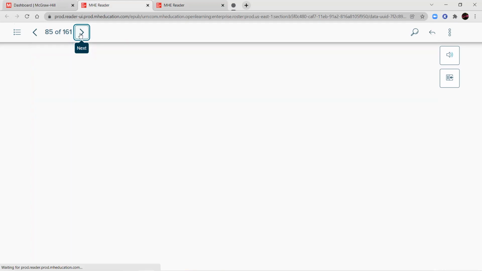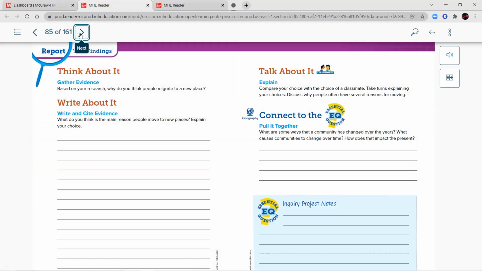Let's go ahead and take a look at our last 2 pages of this lesson for our writing section. What do you think is the main reason people move to new places? Explain your choice. So you can pick anything and give reasons why you think that is one of the main reasons that would lead people to move to new places. You can pick anything like work, school, safety, better opportunities, maybe a nicer climate, whatever it is that you think, and give reasons to support it.